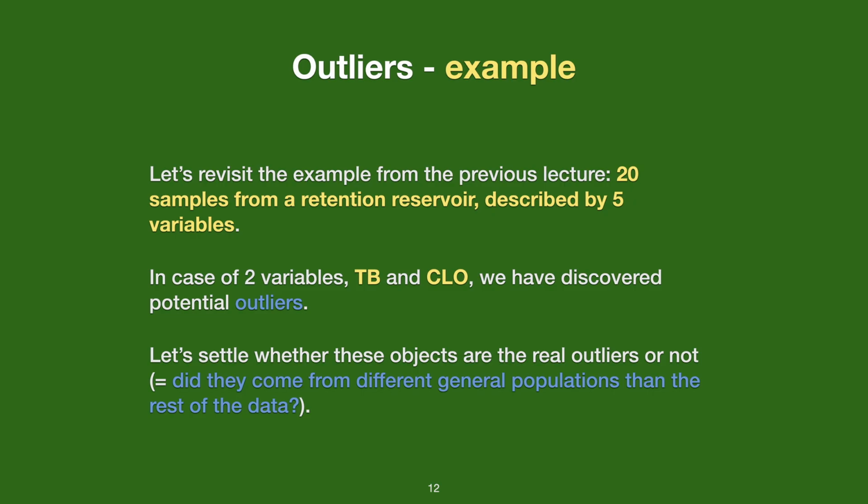Now we return to the example from the previous lecture. 20 samples from a retention reservoir, described by 5 variables. Earlier, 2 variables looked suspicious, TB and CLO. So now the goal is to decide whether the problematic objects are genuine outliers, meaning they may come from a different general population, or whether they only look suspicious. This is a very nice transition from theory to practice, because slides full of formulas are lovely, but sooner or later the data demand a verdict.